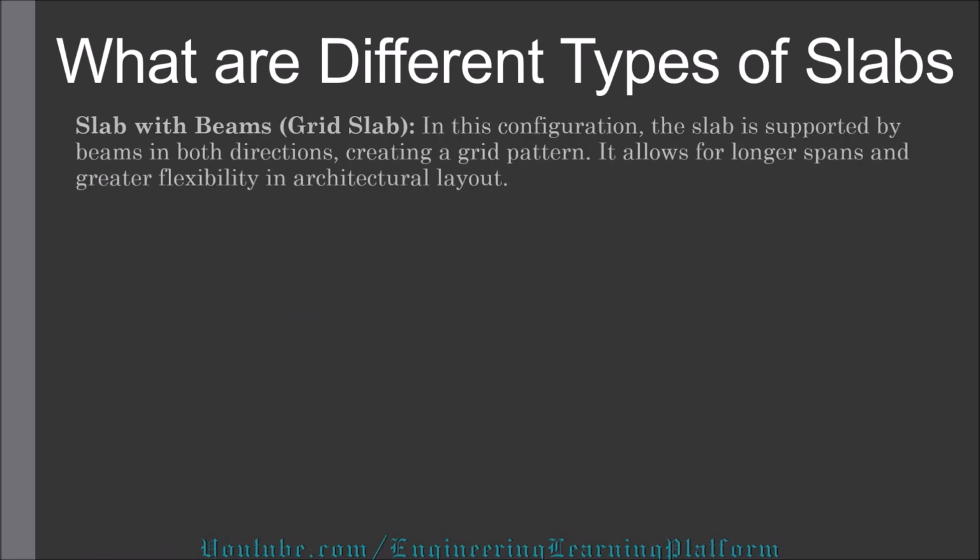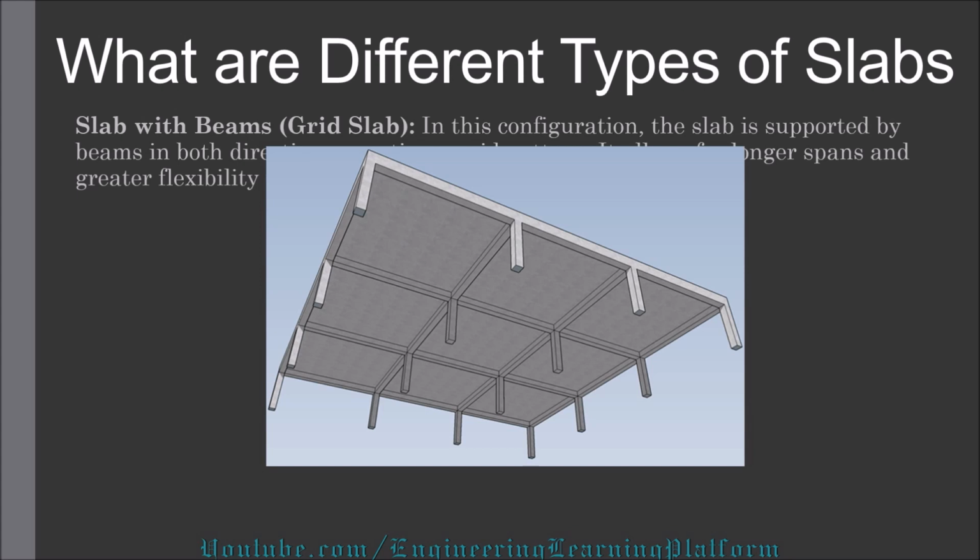Then we have slab with beam, which is another type of two-way slab. In this configuration, the slab is supported by beams in all directions, creating a grid pattern. It allows for longer span and greater flexibility in architectural layout. This is a typical slab on beams with all internal and external beams.